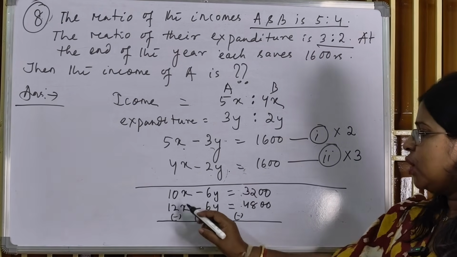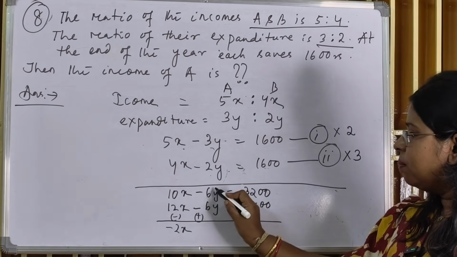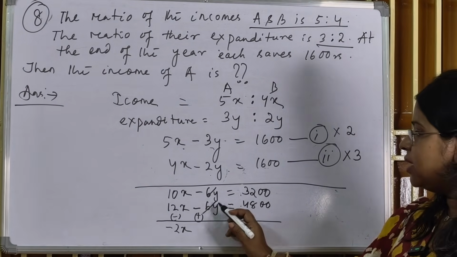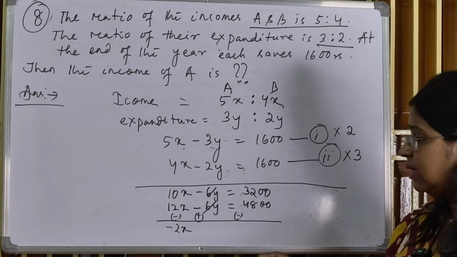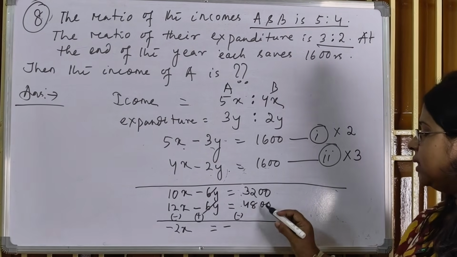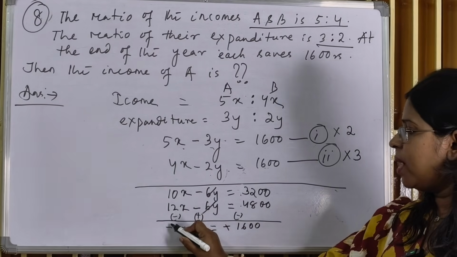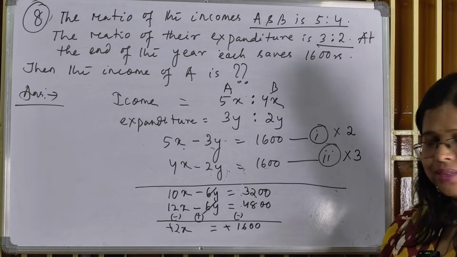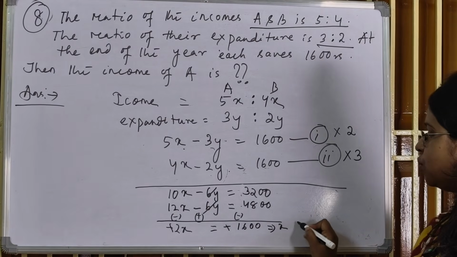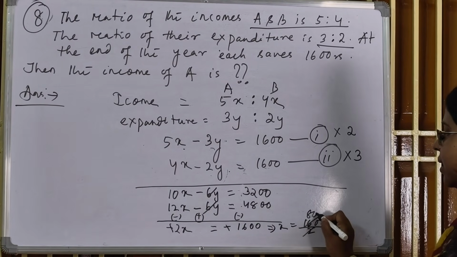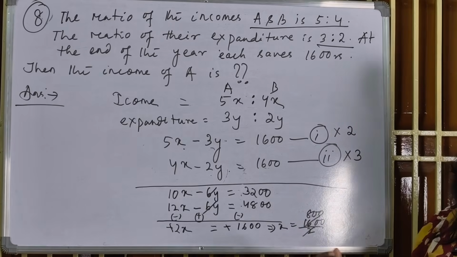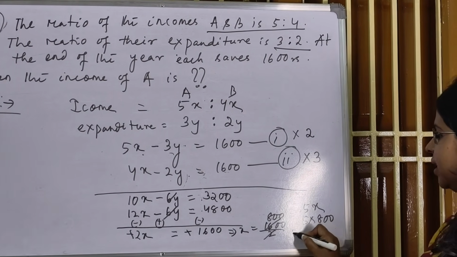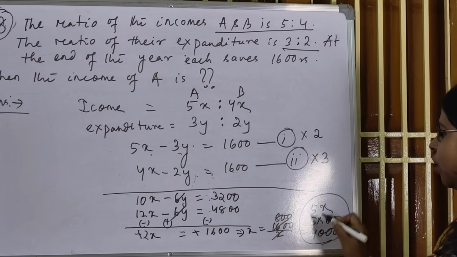Now for different signs, whatever is plus would be minus, and here minus would be plus. So we get minus 2x, minus 6y plus 6y is cancelled. So minus 2x equals minus 16,000. Minus and minus, two signs in the same direction, automatically get cancelled. So now x equals 1600 divided by 2, that is 800. Got the value of x. So now the income of A is 5x, 5 into 800, that is 4,000. That is the income of A.